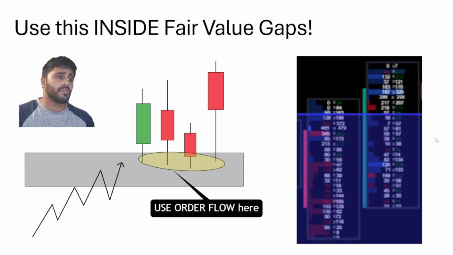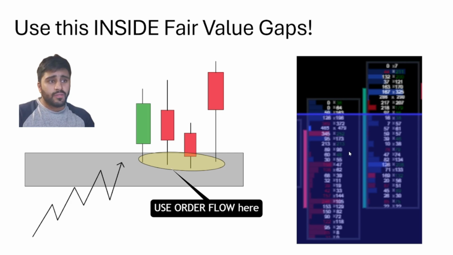So the next thing we need to know is this. I want every single trader to understand what is going on inside of a fair value gap, right? So price comes into a level, we break the level, we retest the level, and then we go higher. Why is it that some of your retests work and some of your retests don't work? Well, the reason for that is very simple. You use order flow upon the rejection.